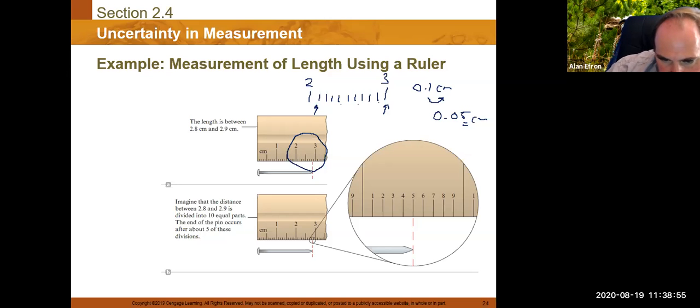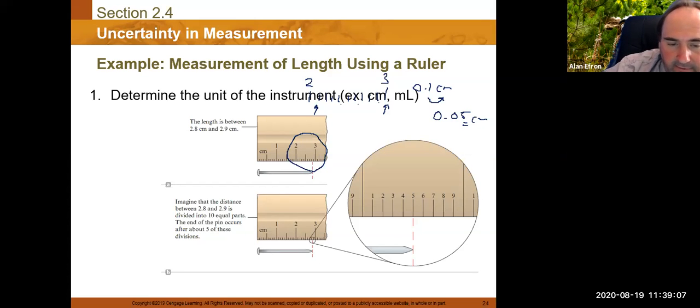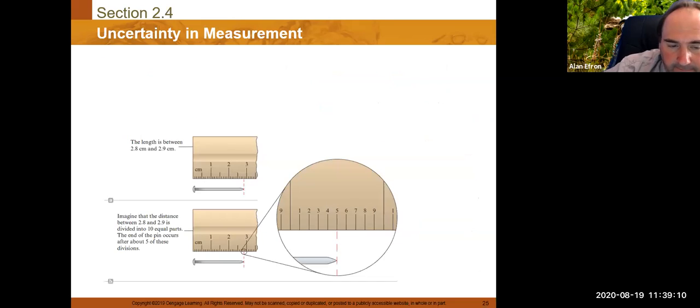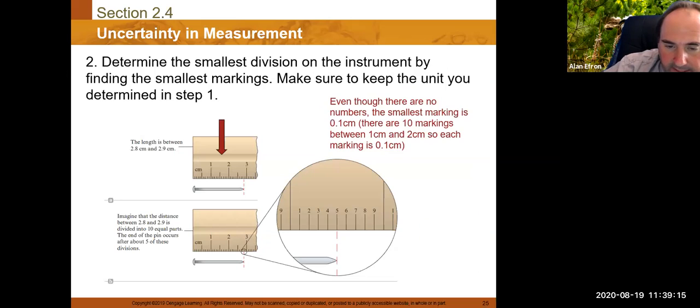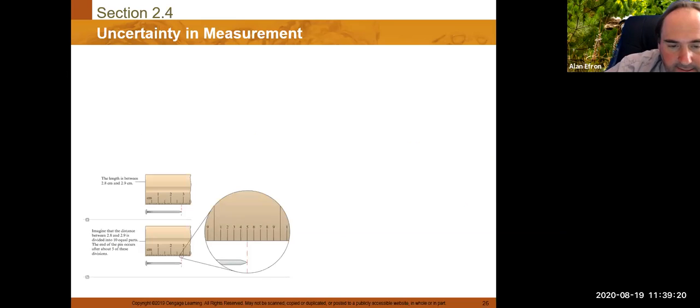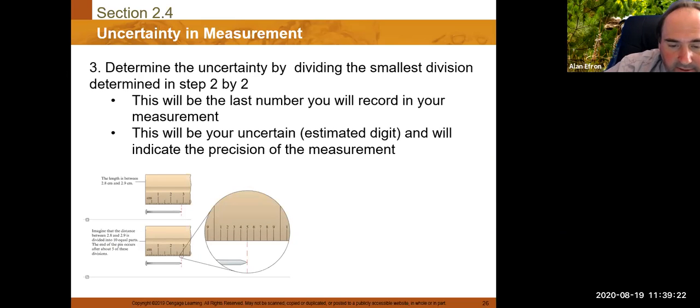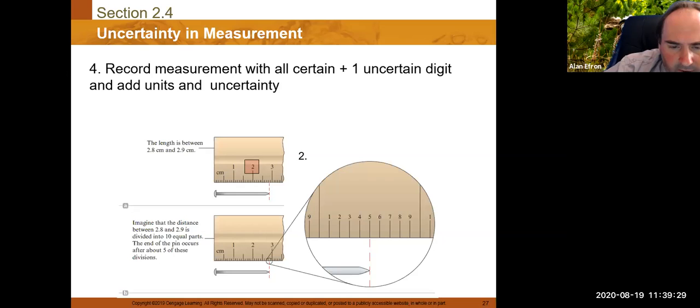So if we zoom in here, again, it's close to 3, but not exactly 3. So they recorded somewhere between 2.8 and 2.9. And as they follow through the precision here, they determined that we can take that 0.1 and divide it by 2, which will give us our uncertainty of 0.05 like we've been talking about. And we can now record it.